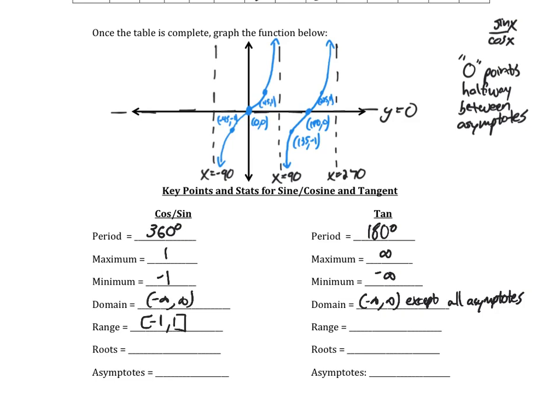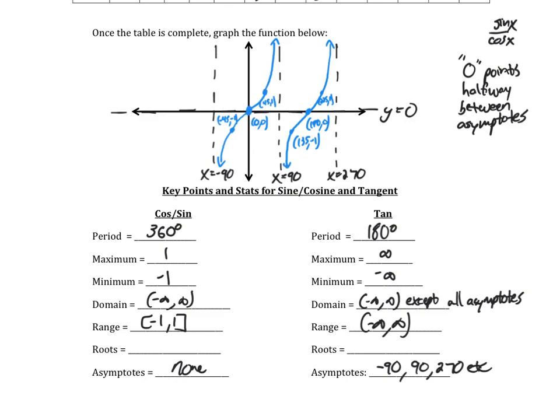And then the range is negative infinity to infinity. Okay, there are no y values that are excluded. It has every y value imaginable. Thus, the range is negative infinity to infinity. The roots, let's just skip the roots for now. Asymptotes, cosine and sine, have none. But for tangent, negative 90, 90, 270, etc. Remember, those go on forever. Okay, they go on forever.